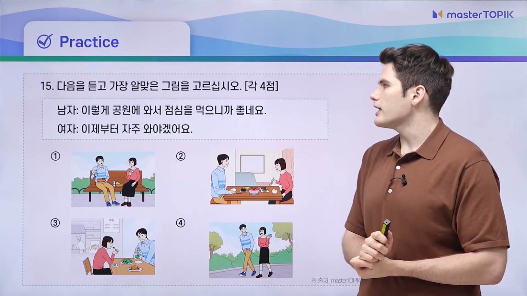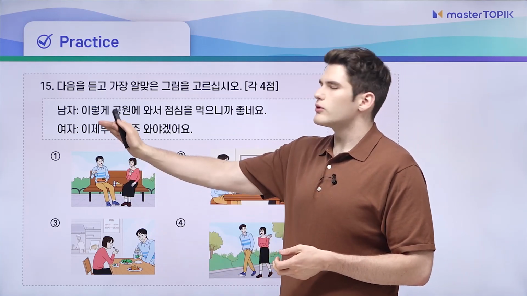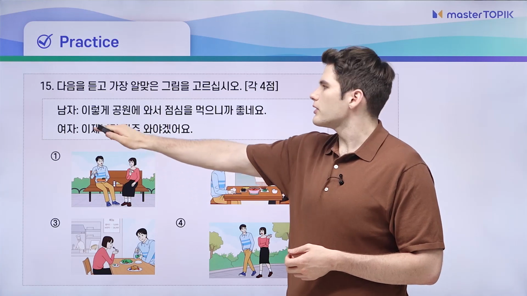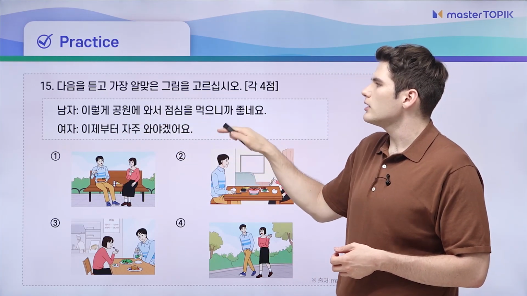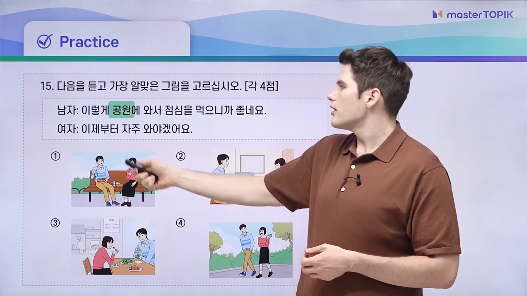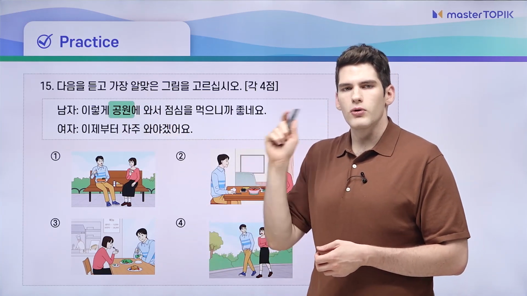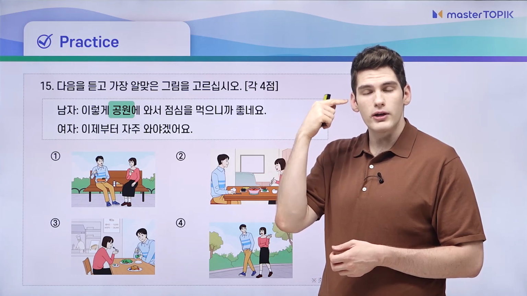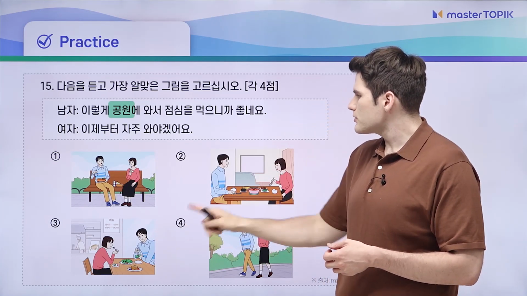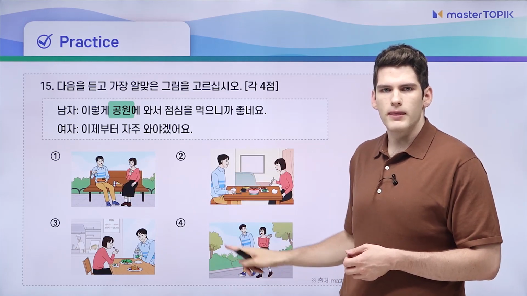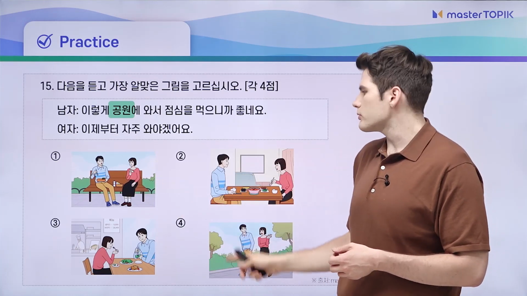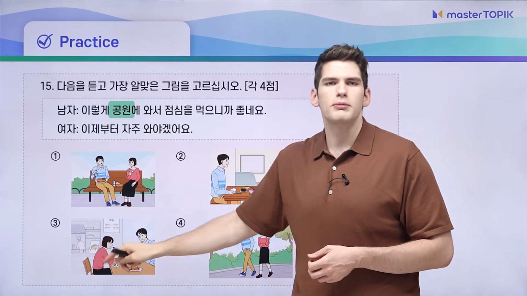All right, so let's break this down. First, remember, we're looking for where are they? So the guy here says, 이렇게 공원에 와서 점심을 먹으니까 좋네요. Where are they? They're in the park. So as soon as you hear 공원 in the recording, you look at the pictures. Where are they in a park? Right here and right here. So these are the 2 pictures. We know it's not going to be 2. It's not going to be 3.